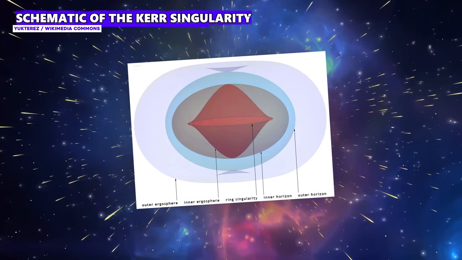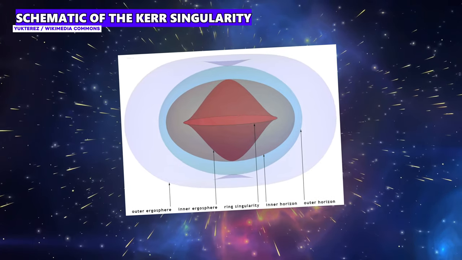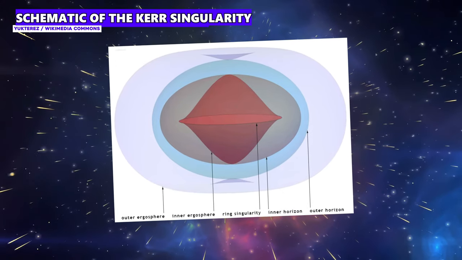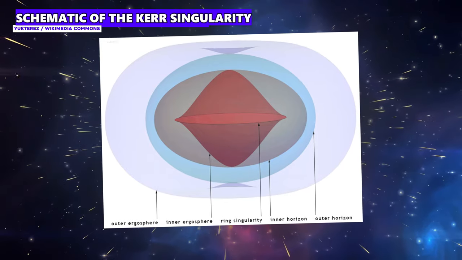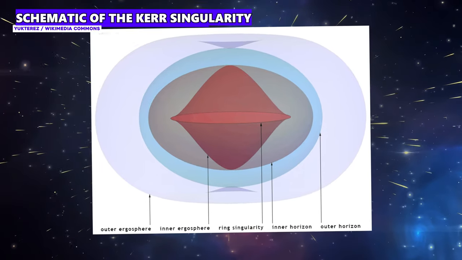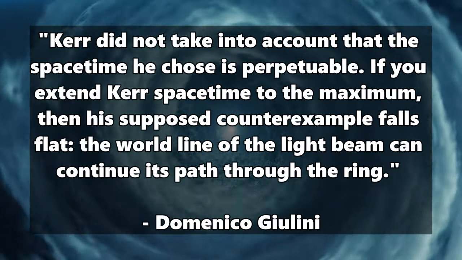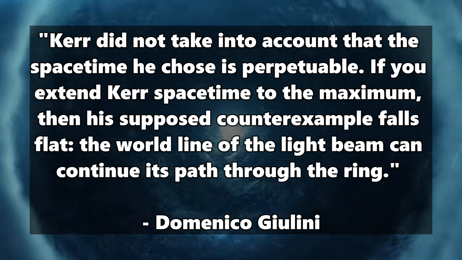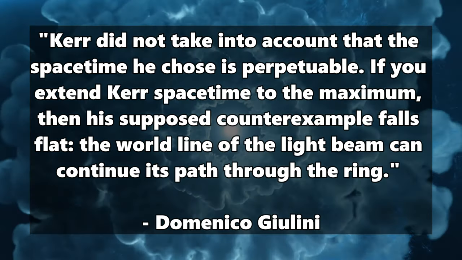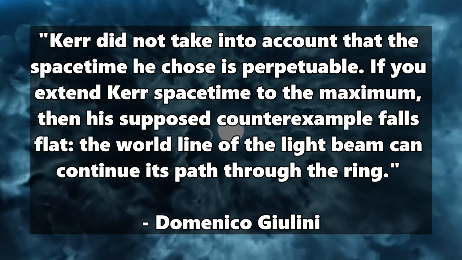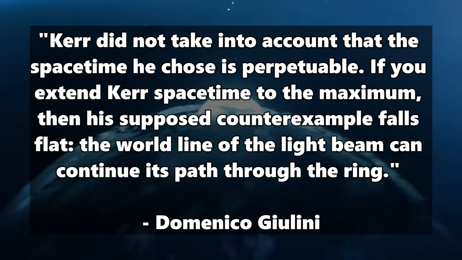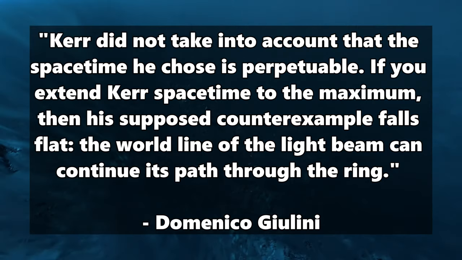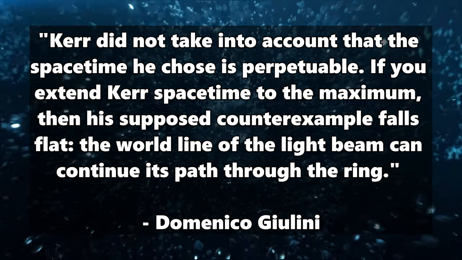But now comes the catch, which is why many physicists are very skeptical about it. Even if Kerr's assumption were correct, it would not rule out the possibility of a classical singularity existing in addition to the ring singularity. The physicist Domenico Giulini writes in Spektrum der Wissenschaft, "Kerr did not take into account that the spacetime he chose is extendable. If you extend Kerr spacetime to the maximum, then his supposed counterexample falls flat. The world line of the light beam can continue its path through the ring."